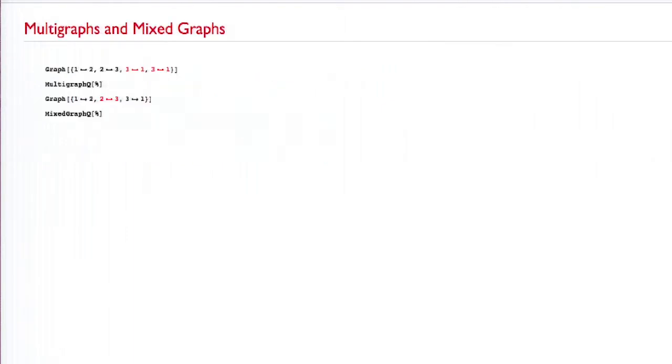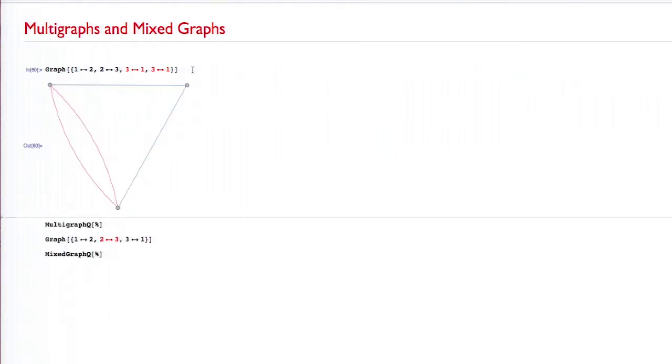So let's start with one of the main functionalities, which is the introduction of mixed graph and multigraph built into the system. So what is a mixed graph, a multigraph? I will start there. It's essentially a graph which has multiple edges.